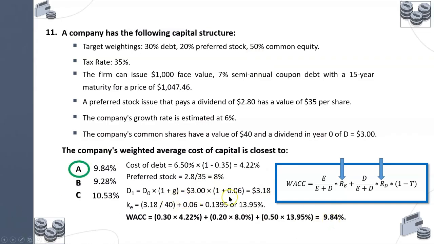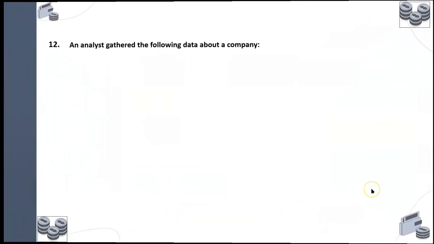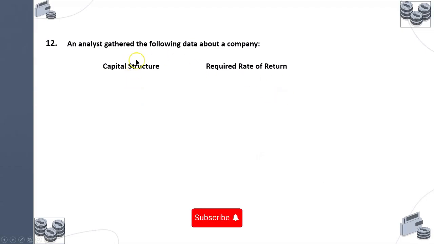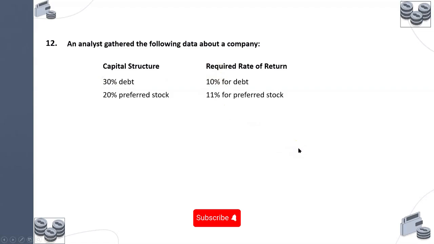Let's move on to question number 12, the final question. An analyst gathers the following data. We have the capital structure and the required rate of return of each component in the capital structure. The first one is debt, which represents 30% weight, and it costs the company 10%. Preferred stock, 20% weight and 11% cost, and 50% common, 18% cost of equity.